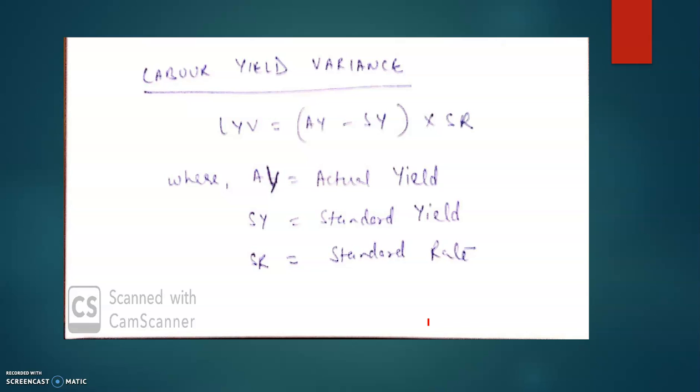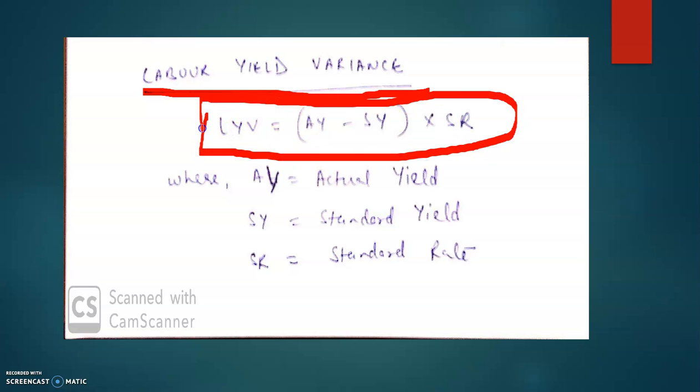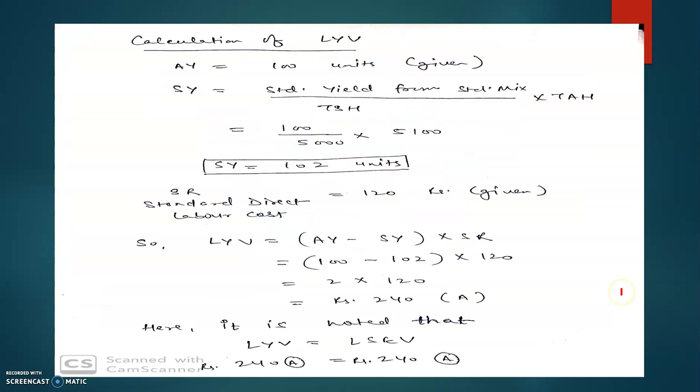Sometimes LSEV is also termed as LYV. Here labor yield variance has the formula which is actual yield minus standard yield into standard rate. AY is actual yield, SY is standard yield, SR is standard rate. So, if we need to calculate LYV in the same question, let's discuss how it can be done. Actual yield is given in the question, that is 100 units. This is given to us in the question.